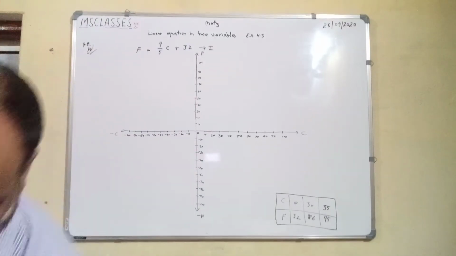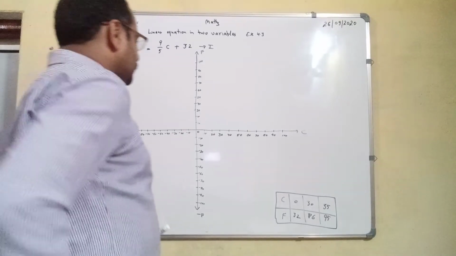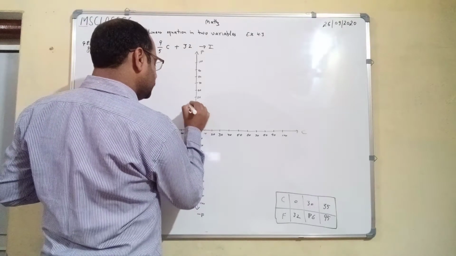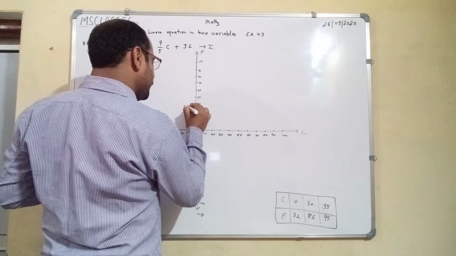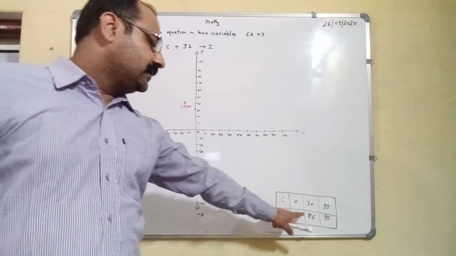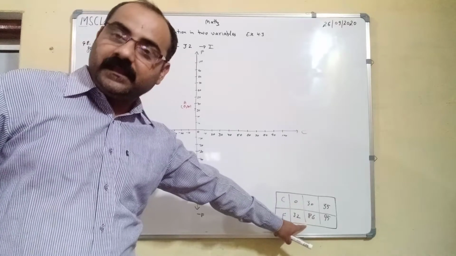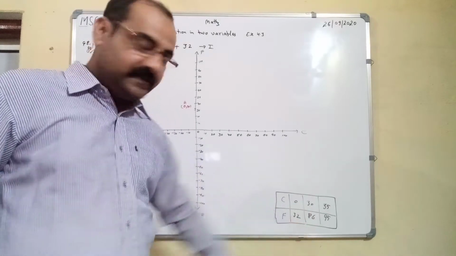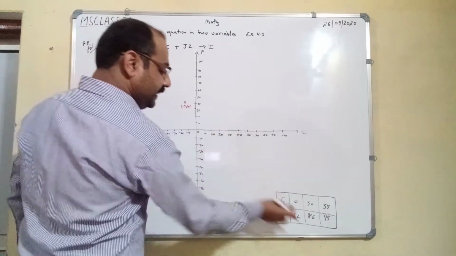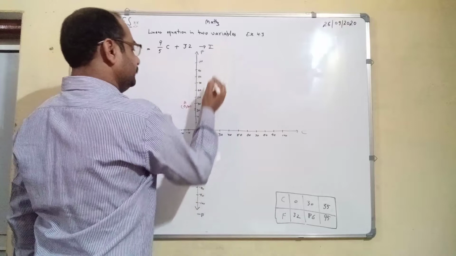So this is 0 comma 32, and this is represented by A. So this is the A coordinate. Now your B coordinate is 30 and 86. So you have centigrade, this is 30, and 86, this is Fahrenheit.